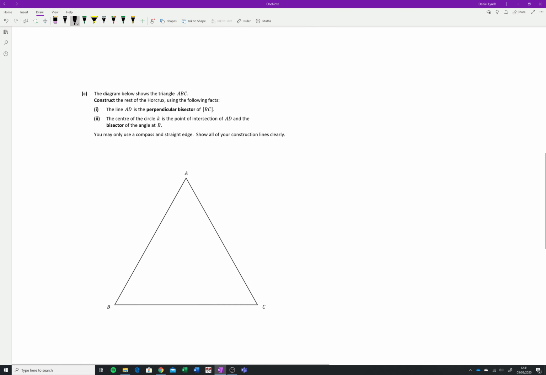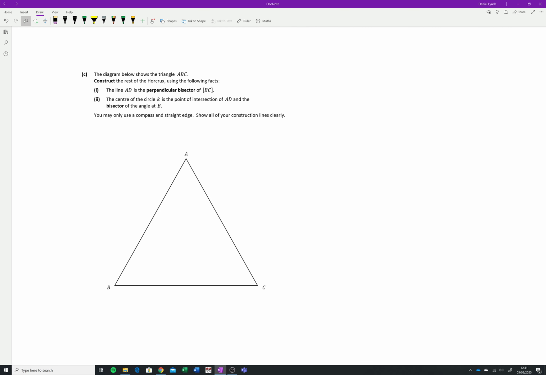Okay, here's one that I actually want you to do. I'm not going to do it out here. In fact, it's quite difficult for me to do. But it wants you to construct the rest of the Horcrux using the following facts. The line AD is a perpendicular bisector, so we're just after doing that. And thank you to everybody who sent in the work there. So here's your chance to try it out now. Get the perpendicular bisector of BC, draw that in.